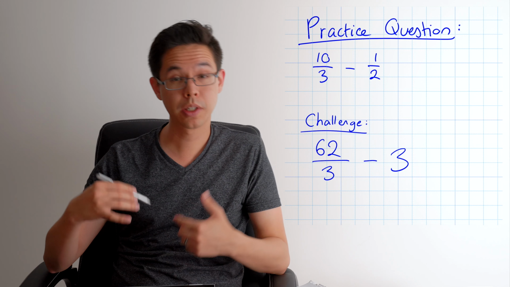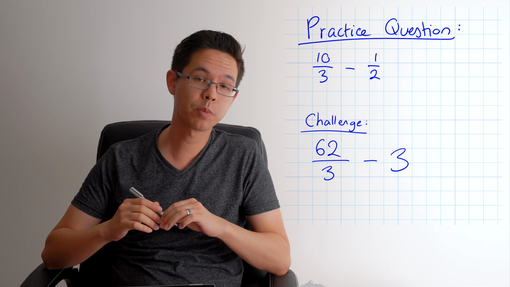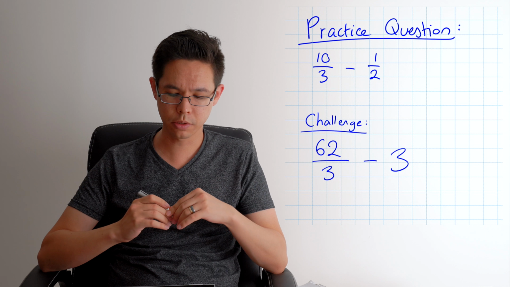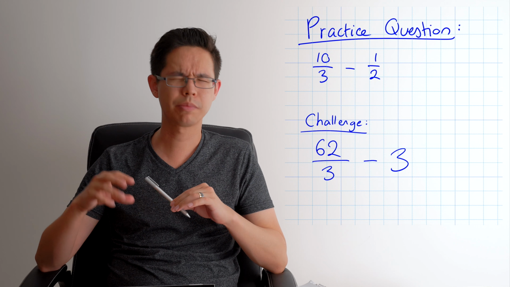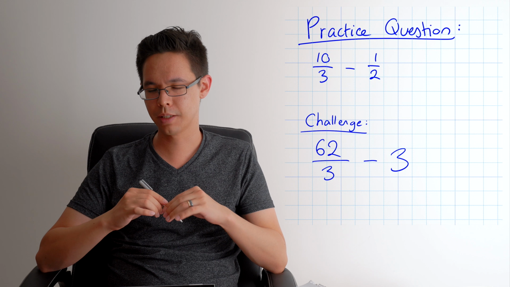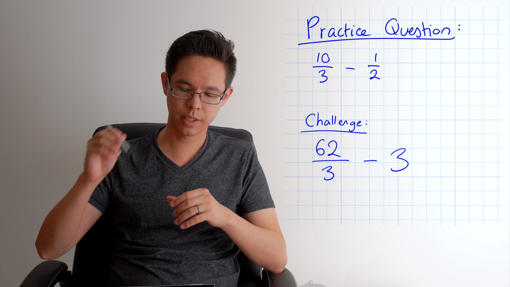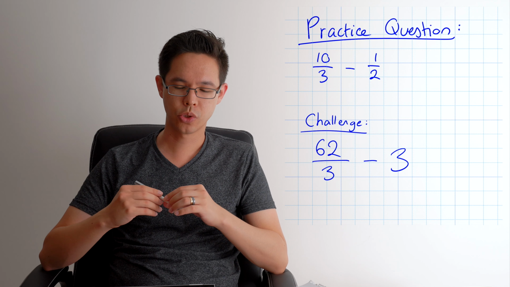Next, before I leave you to the next video, I'd like you to have a go at some of these problems here. I've got an easy one, which is 10/3 take away a half. See if you can do that using the strategies I mentioned in this video. And if you want something a little bit more intellectually tricky, not that hard to do, just might give you a bit of a head scratch, it's 62/3 take away 3. See if you can think of a strategy to solve that one.